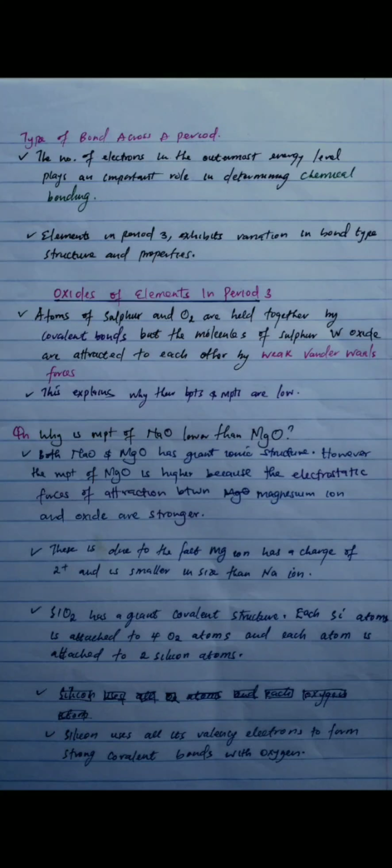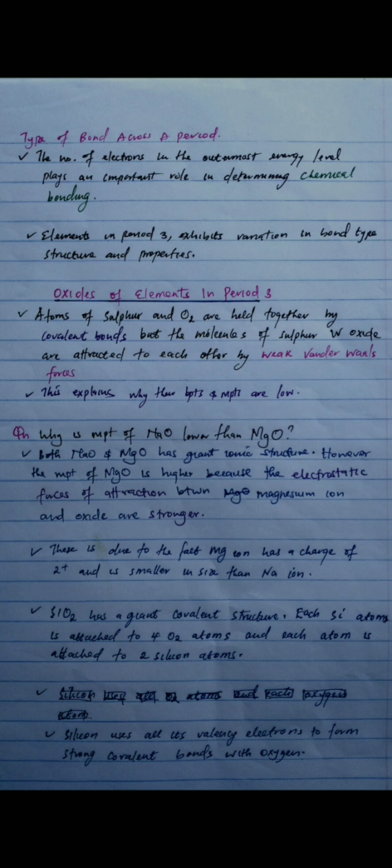My name is Locho and today we're going to learn about types of bonds across a period. We have three kinds of bond we have been able to learn: one was ionic bond, two was covalent bond, and three is metallic bond. We need to know, as we go across a period, which kind of bond we are going to encounter. So let's start.